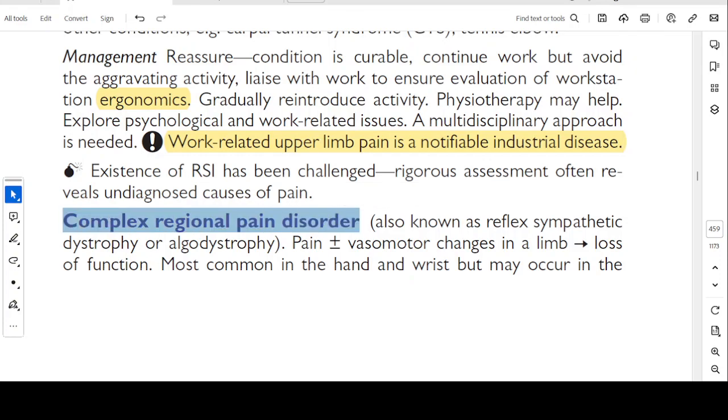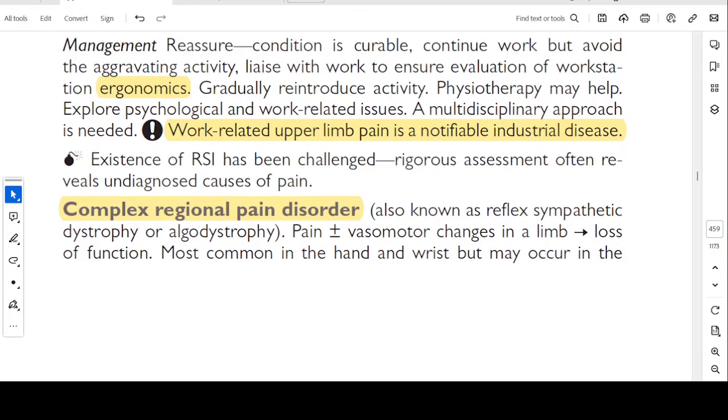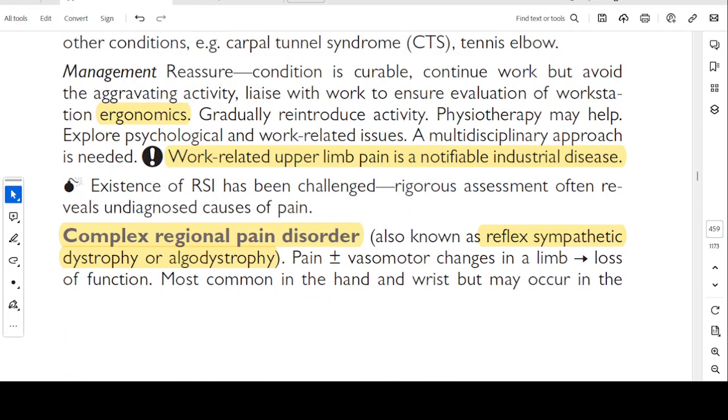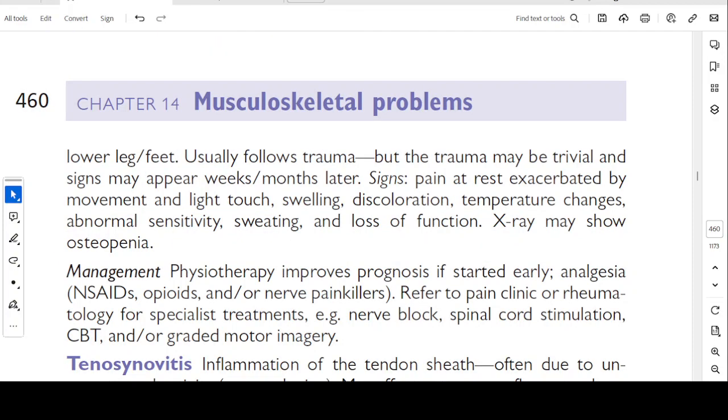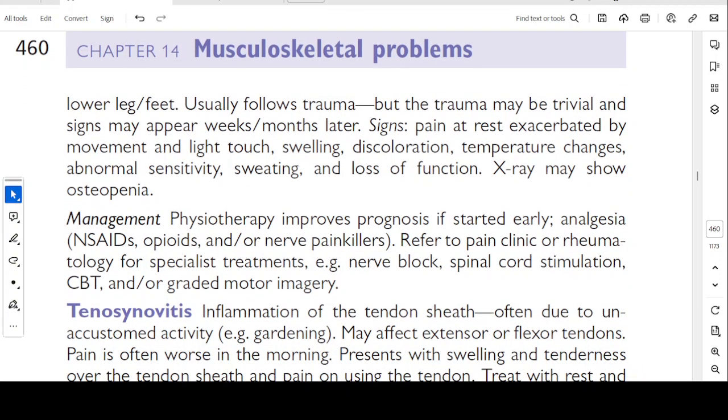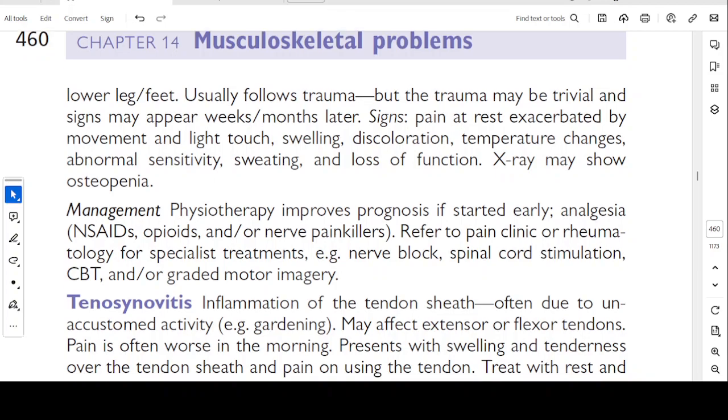Complex regional pain disorder, also known as reflex sympathetic dystrophy or algodystrophy. Pain plus vasomotor changes in the limb leads to loss of function. Most common in the hand and wrist but may occur in the lower leg or feet. Usually follows a trauma, but the trauma may be trivial and signs may appear weeks or months later. Signs are pain at rest, exacerbated by movement and light touch, swelling, discoloration, temperature changes, abnormal sensitivity, sweating, and loss of function.